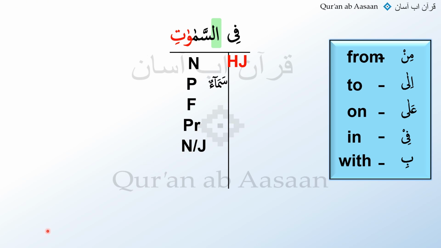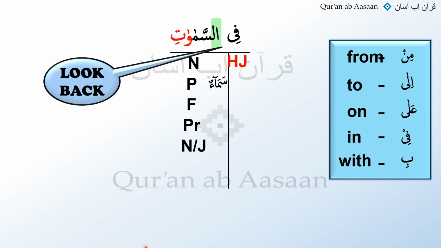To understand what could it be, if we look behind it, we see a harf jar sitting behind it. And what is that one job of harf jar? To change the case sign of the noun after it to jar. Yes. So what are we gonna do? We are gonna cross off the nasb. Oh, that's another mistake. Ignore this. This is how we are gonna cut it.